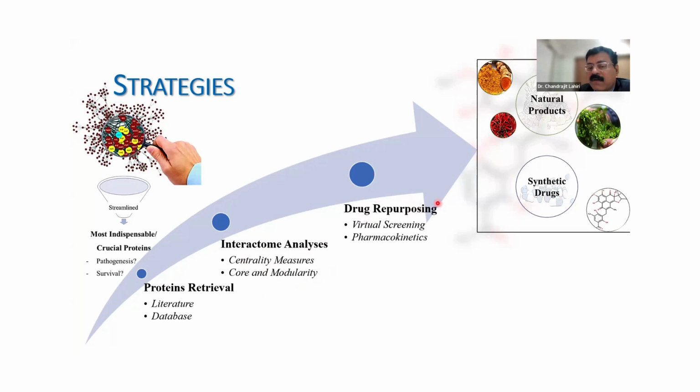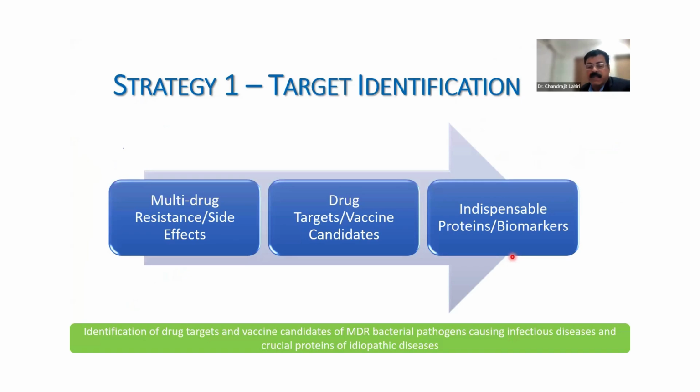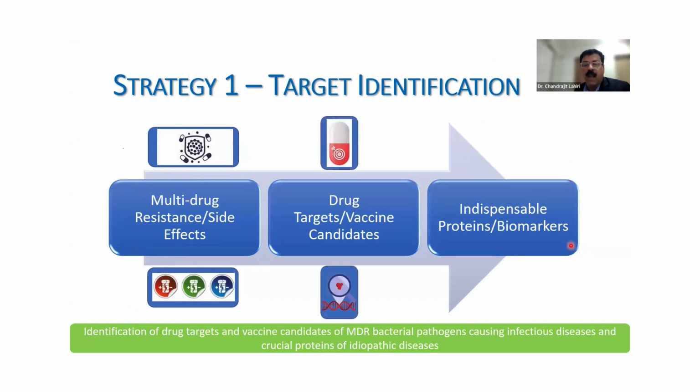Then sometimes I go for drug repurposing through virtual screening and pharmacokinetics, because some of the bioactive compounds or even synthetic drugs proposed for some other diseases can now be repurposed for others as well. So this is my strategy to tackle diseases and the side effects of these drugs. Multi-drug resistance and side effects are my focus. I aim to find the real drug targets or vaccine candidates, for which I try to find the indispensable proteins or biomarkers. So that is my strategy one, for target identification.